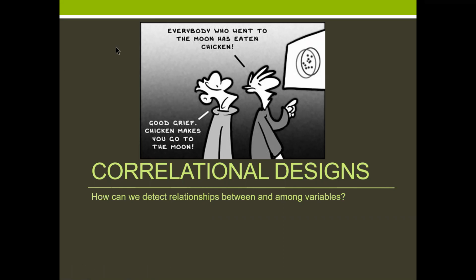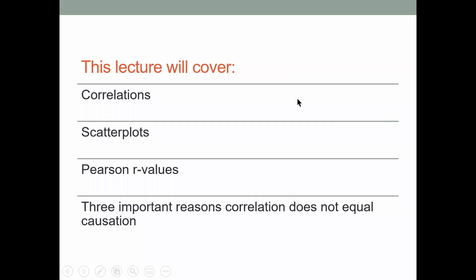I think this little icon might be blocking my screen, but if you can see the little joke, it shows a Venn diagram with some points in it that says, I can see everybody who went to the moon has eaten chicken. They noticed a relationship between chicken eating and going to the moon, and it made the other guy say, good grief, chicken makes you go to the moon. That's a classic fallacy of a correlational design. So let's move forward and take a look at what these are and why that's a false conclusion.